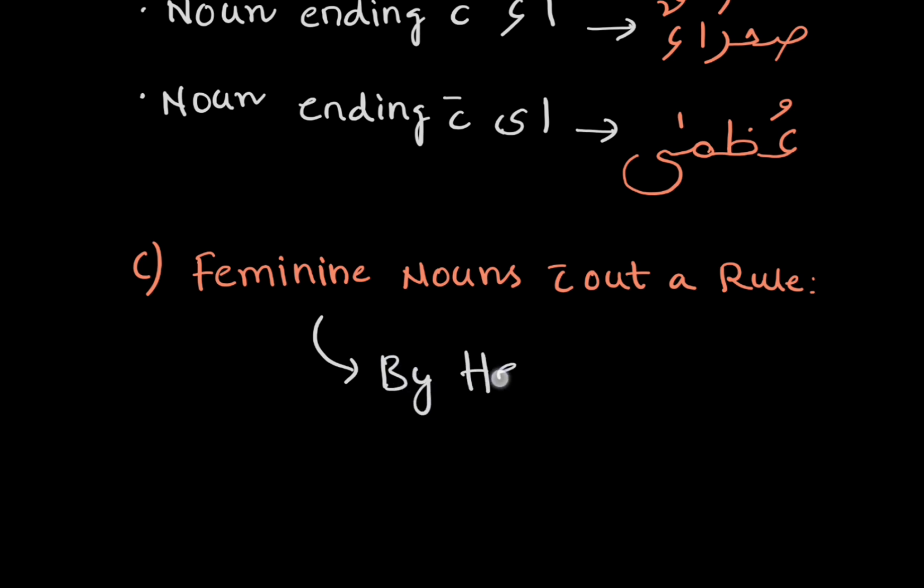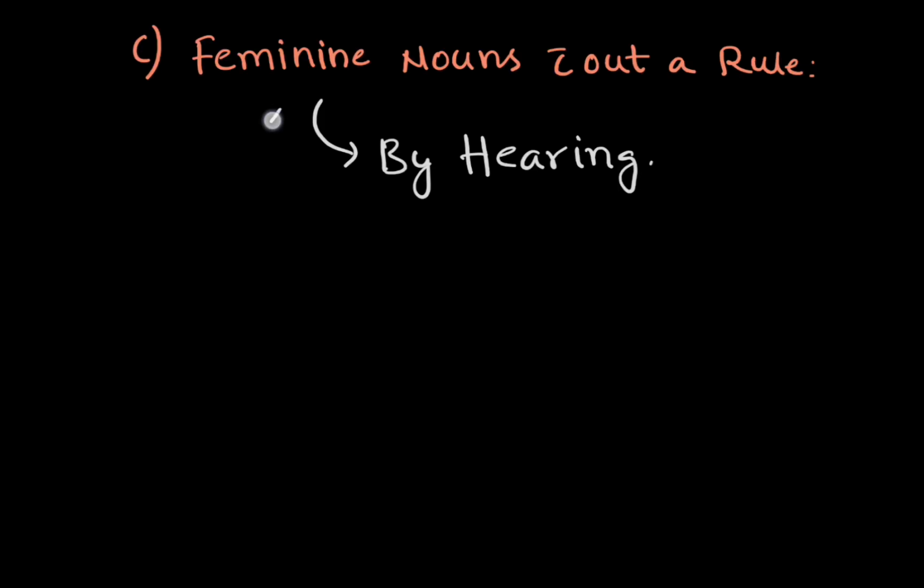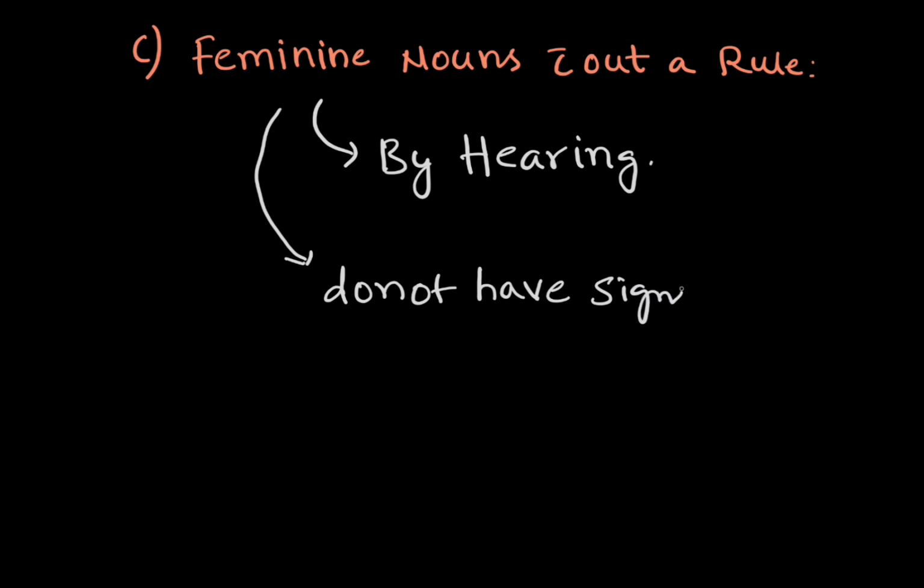Only by hearing can we identify that such nouns are feminine nouns. These nouns do not follow a particular sign at the end of the noun. So there is a list of such nouns, and we need to memorize them. For example, I will give some examples of these feminine nouns.